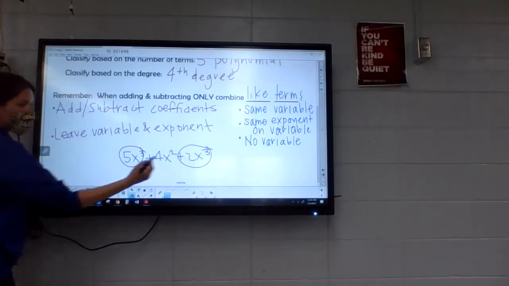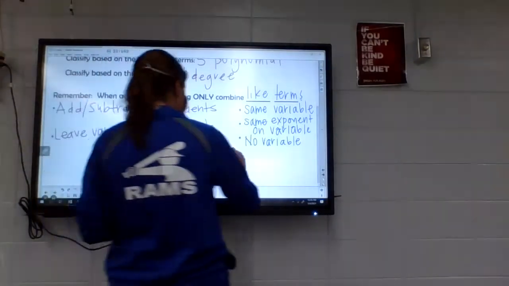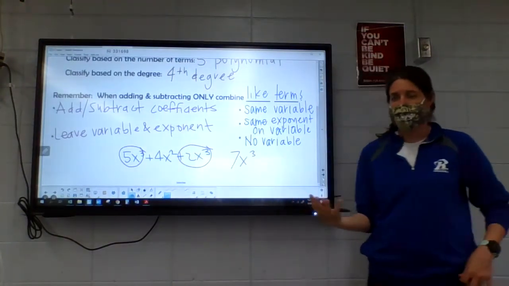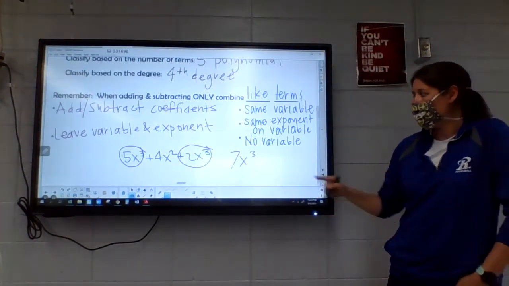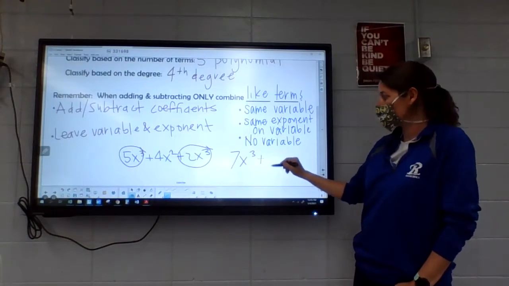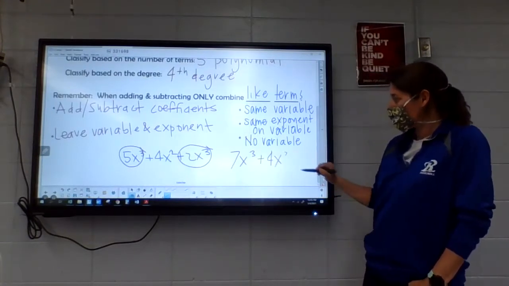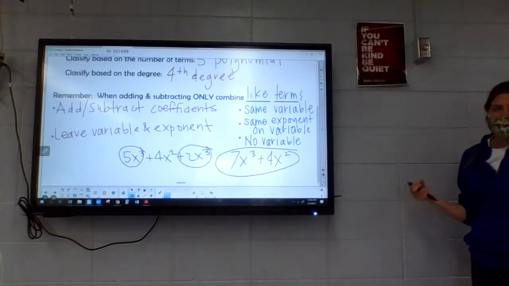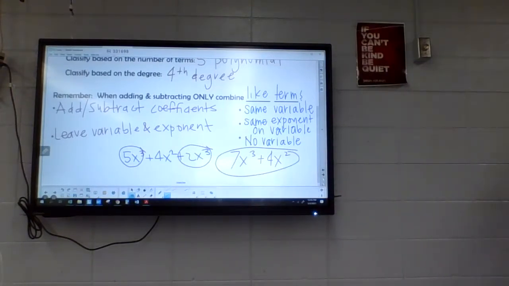So 5 and 2 is going to be 7. But we're going to write x to the third, so you don't change the variable and exponent. And then that 4x to the second is just going to kind of come along, but we're not going to put those together because they're not like terms. So this would be considered our answer. That's like the simplified version of this.